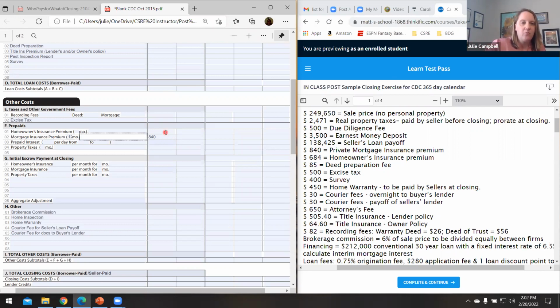I'm under F1 for $684. Buyer pays for their homeowners insurance. Again, if you want to fill that in, that's up to you. $684. The attorney will cut a check to Allstate or Geico or whomever the buyer decided to go with for their homeowners insurance.